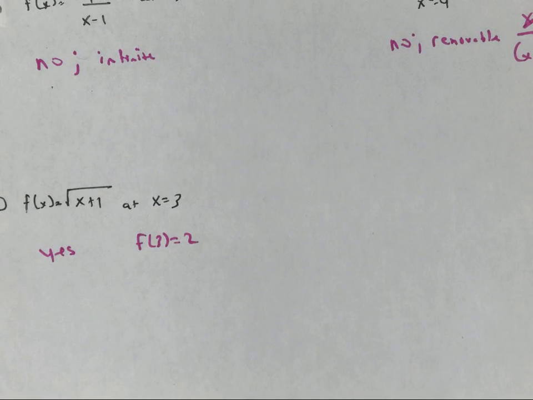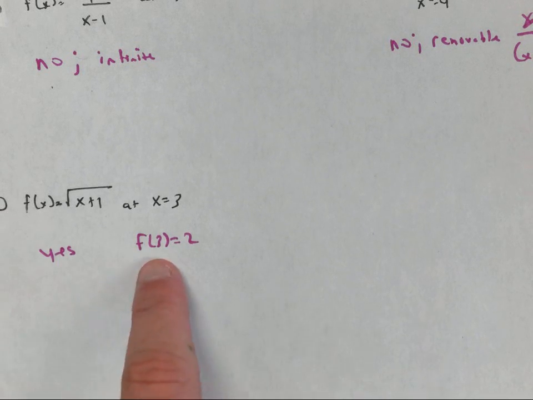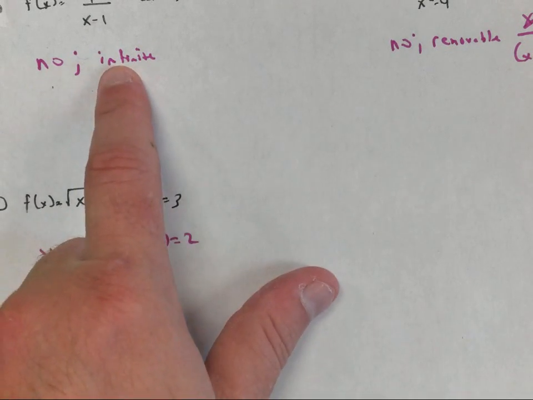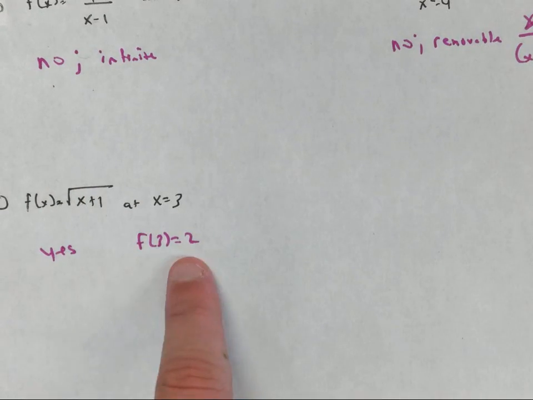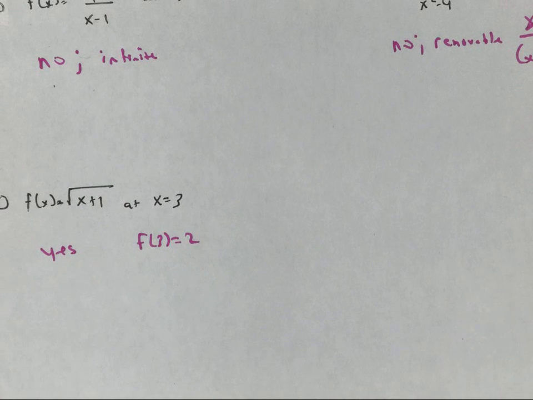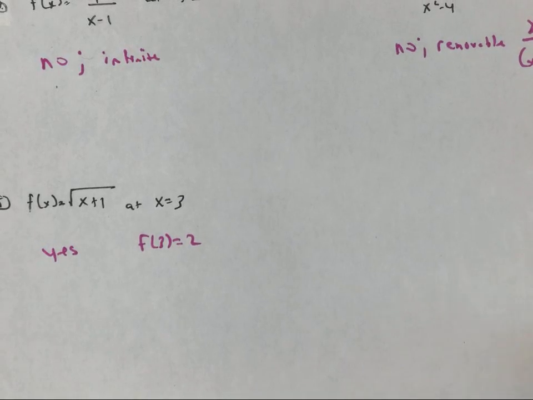Are we good getting better at that? Is that how we're going to do the problems? Yes. That's just saying yes. Yes or no. And then write me, if it's no, what type of discontinuity? If it's yes, write it in that form right there. F of 3 equals what does it equal? Okay? Are we good on that?